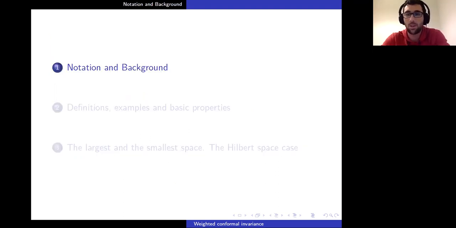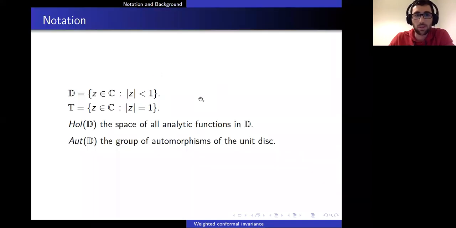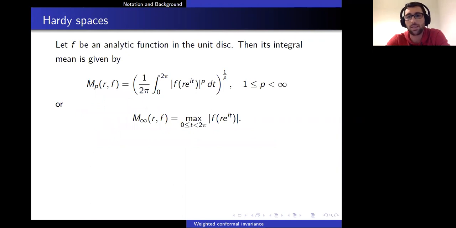We begin with some notation and background that will be useful for us around this talk. For example, we will denote in the usual way the unit disk and the unit circle, and we denote in this way the space of all holomorphic functions in the unit disk and the group of automorphisms of the unit disk. Now, I will present or recall some classical spaces of analytic functions in the unit disk that we will use later. For example, we can start with the classical Hardy spaces.